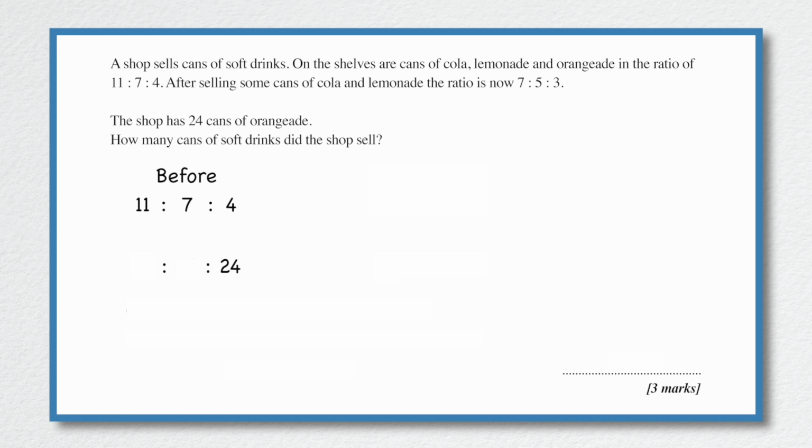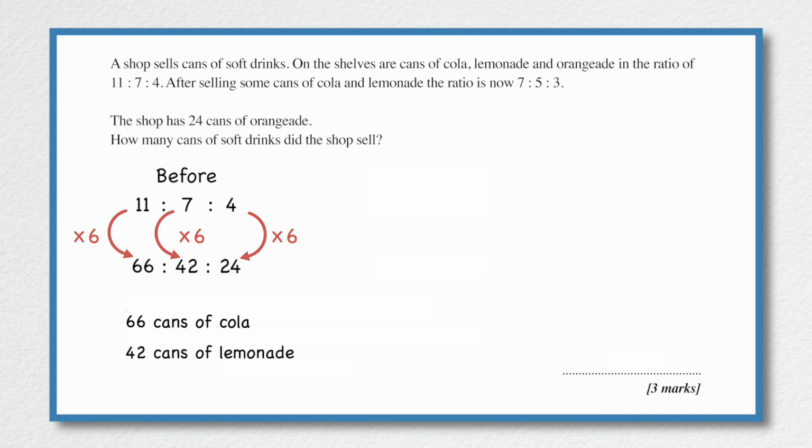Again, to write an equivalent ratio, we need to multiply or divide. Focusing on the orangeade, to get from 4 to 24, we have to multiply by 6. Therefore, we now have to multiply through the rest of the ratio by 6. So 11 multiplied by 6 is 66, and 7 multiplied by 6 is 42.